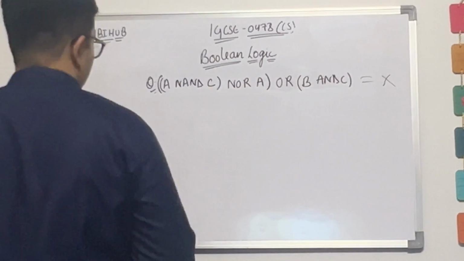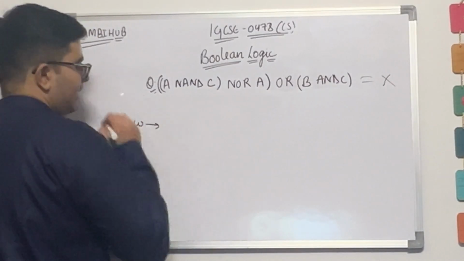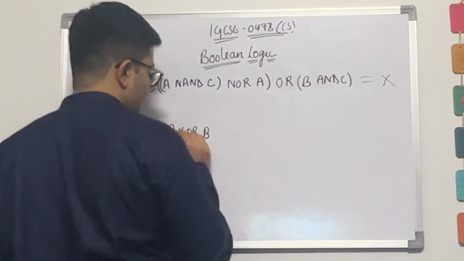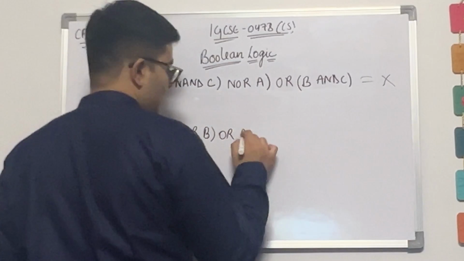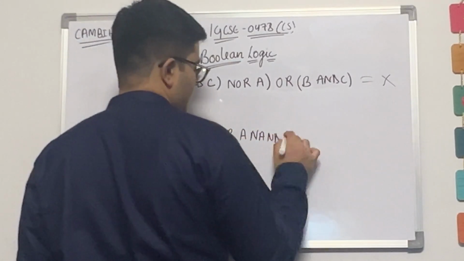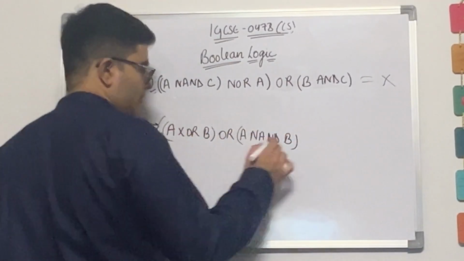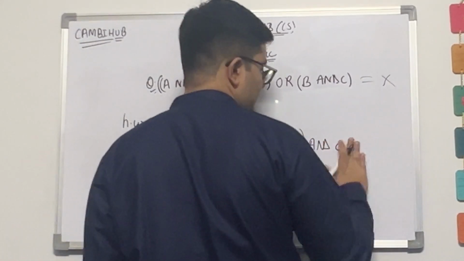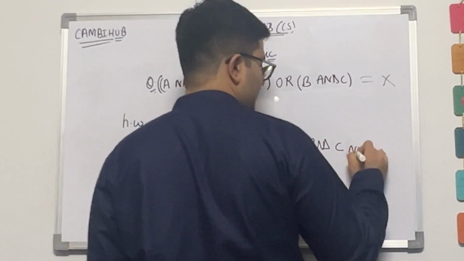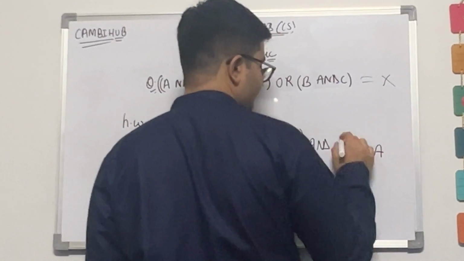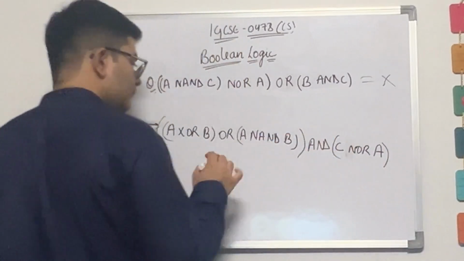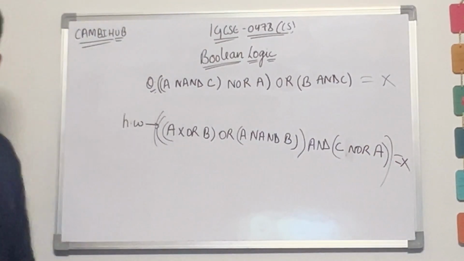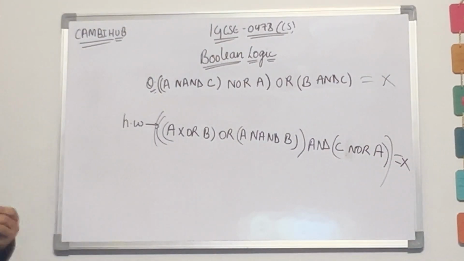Your homework question for today for this Boolean logic is: A XOR B, or A NAND B, and C XOR C NOR A, which is equal to X. This is your homework question. I'll give you a side so that you can click a screenshot.